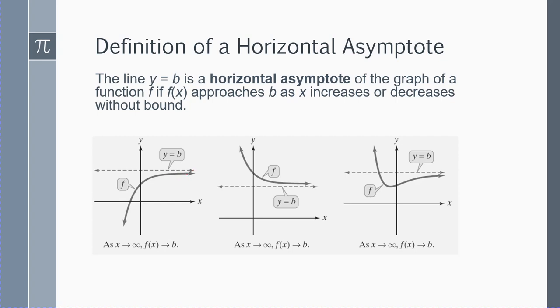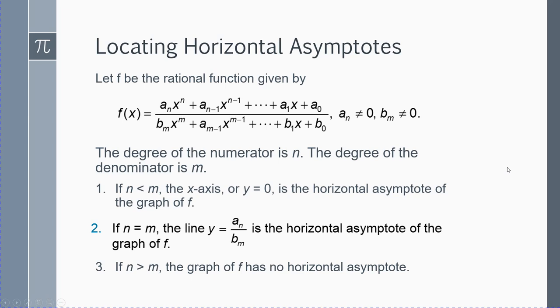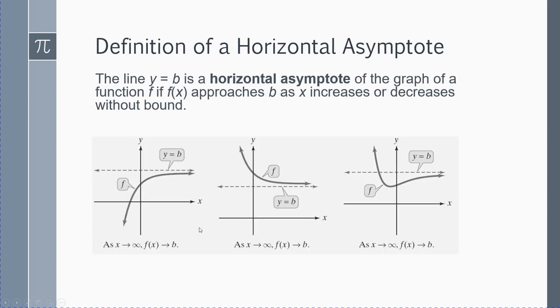You can have it come from below, above, or actually cross the line for small values of x, but as x increases without bound, it has to come up really, really close to the line. It's the same thing as x goes to negative infinity. Let me show you the process of finding the horizontal asymptote. The horizontal asymptote is a horizontal line, y is equal to b.